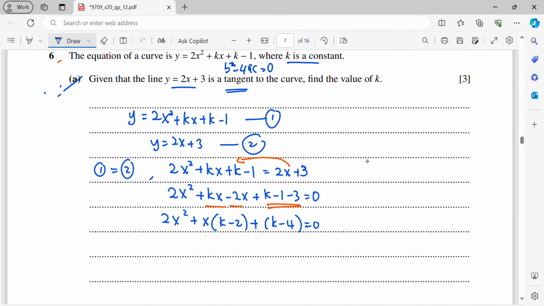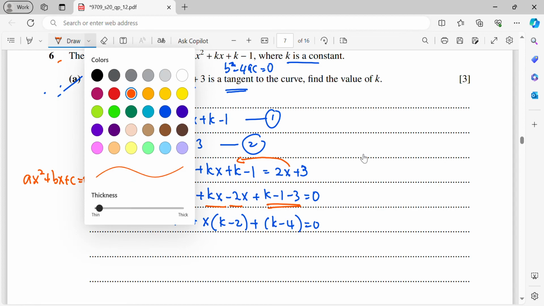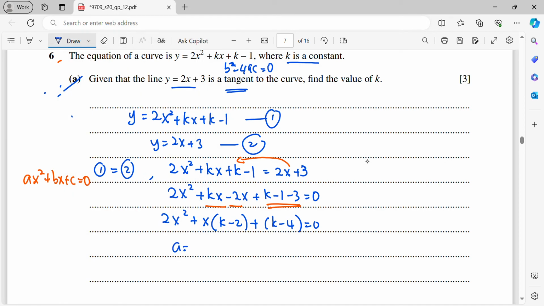Okay, so now write down the coefficient for the x squared, because the general quadratic formula is ax squared plus bx plus c equals to 0. So I will write down all the coefficients first. My a is 2, my b is k minus 2, and then my c is k minus 4. And then the discriminant, b squared minus 4ac equals to 0 because of tangent.